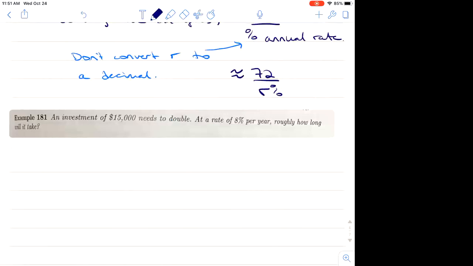An investment of $15,000 needs to double, right? The rule of 72 doesn't actually care what the amount is. All it's going to tell you is how long it's going to take something to double at this rate. So it also works for things like population growth. If you know the rate of growth, you can do 72 divided by the rate, and get a rough approximation of how long it's going to take this population to double, bacteria to double, that kind of thing.